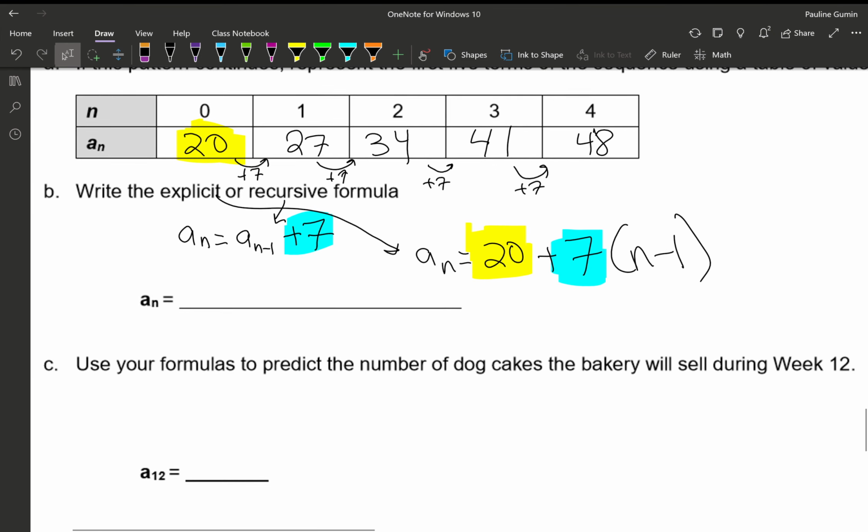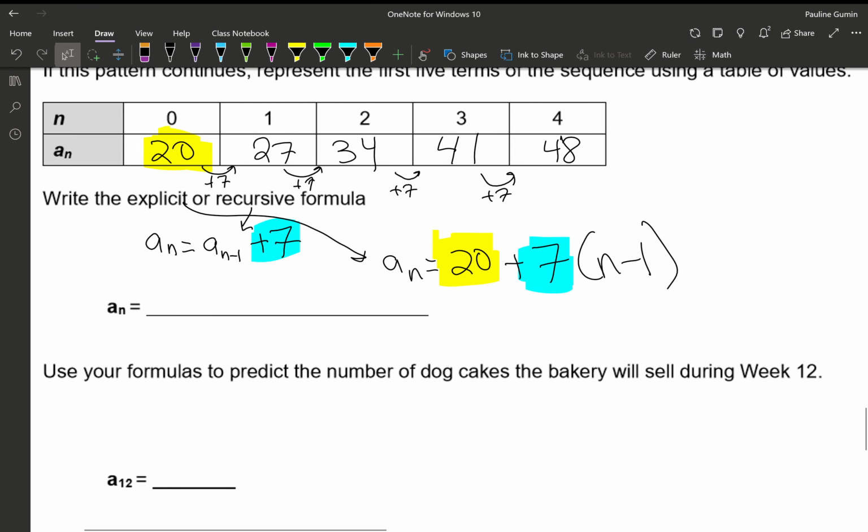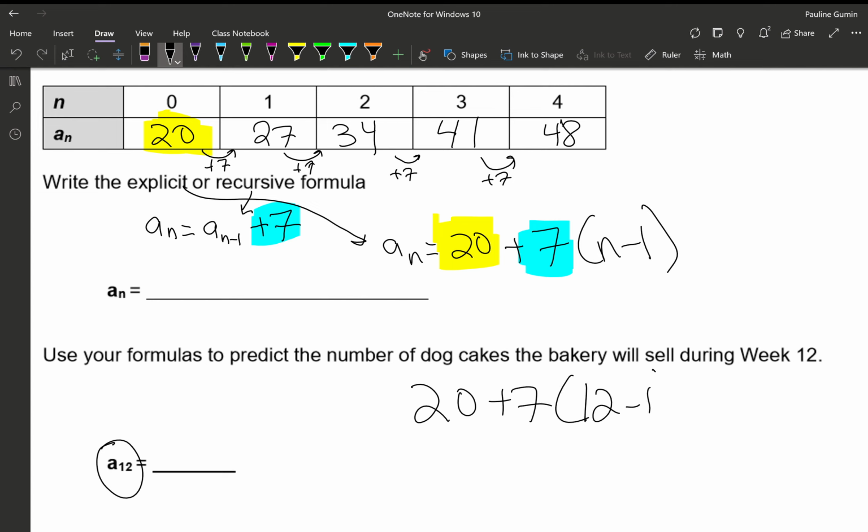Letter C asks us, use your formulas to predict the number of dog cakes the bakery will sell during week 12. So it's a_12. What that's telling us is to take 12 and plug it into our formula. All right, that goes right into your calculator. And we have 97 dog cakes at the end of week 12.